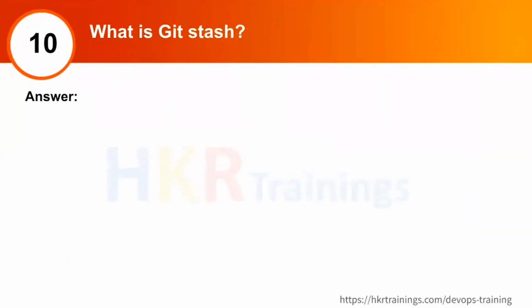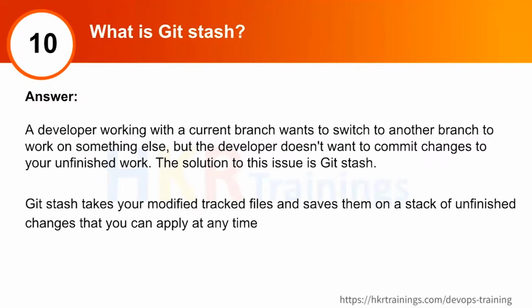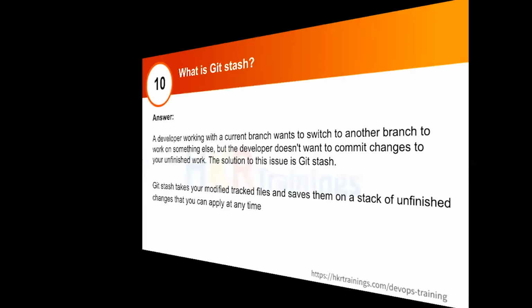Okay, what is a Git stash? Suppose a developer is working on the current branch and wants to switch to another branch to work on something else. The developer doesn't want to commit changes because that work is not completed. How can he do it? He can reserve his unfinished work in a stash for some time, and he can continue working on another branch, and then he can again do the Git stash pop, and he can continue on the unfinished work without losing any of his already done work. So that is what Git stash is giving in a nutshell.